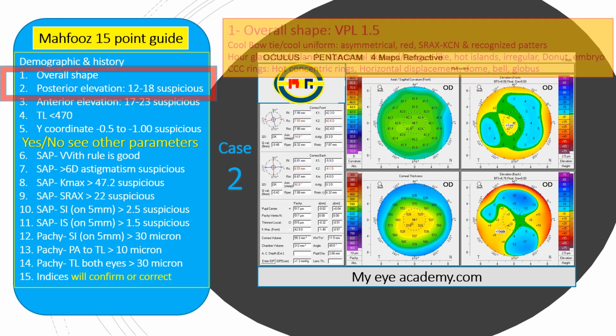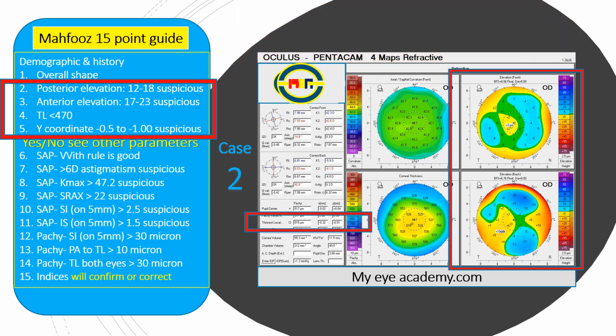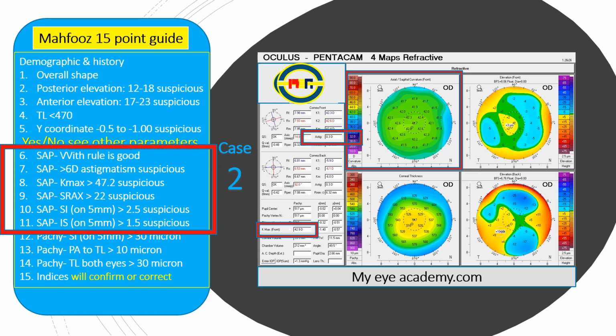Look at case 2. The shape patterns: cool uniform, green this type, hourglass, CCC. Let's go to the next criteria. Posterior elevation, anterior elevation within the normal range, thinnest location normal range, Y coordinate is minus 0.51, which is almost normal. Confirm it with the other things.